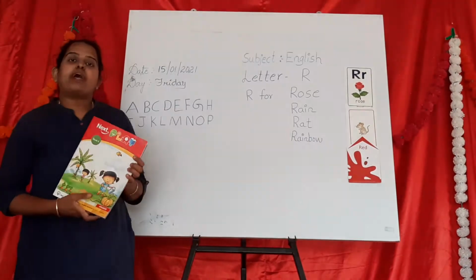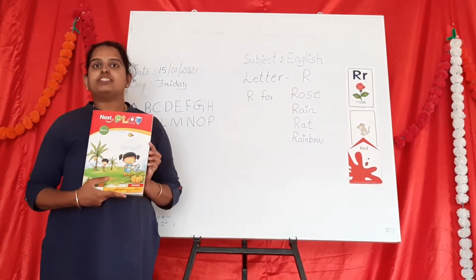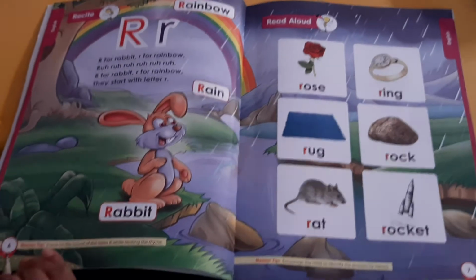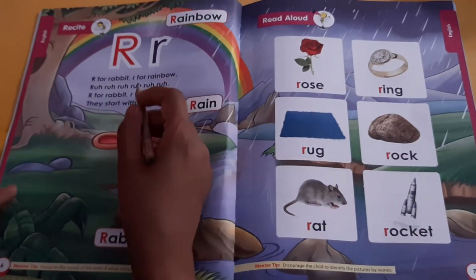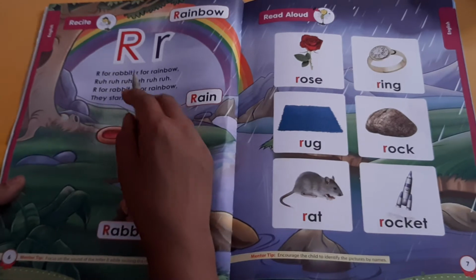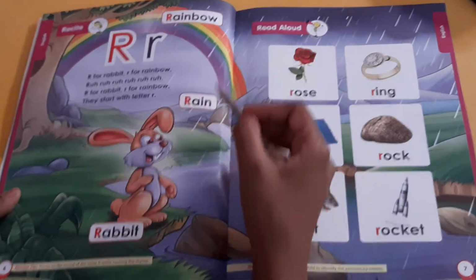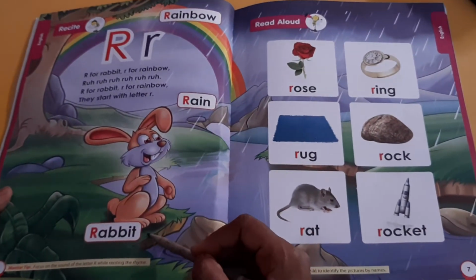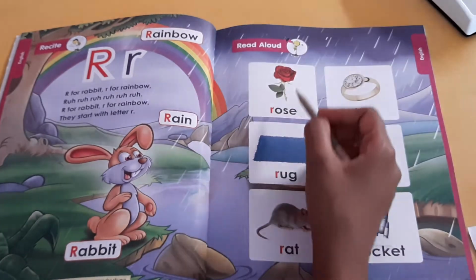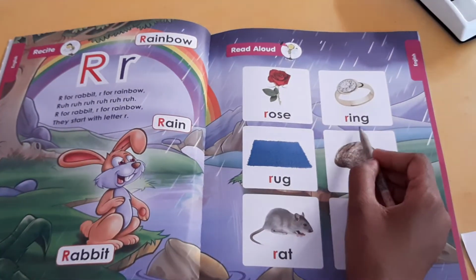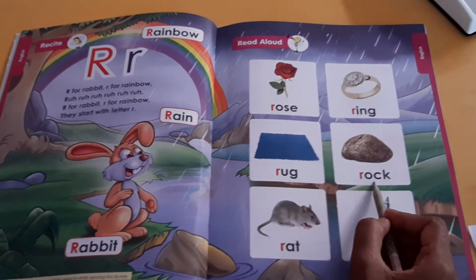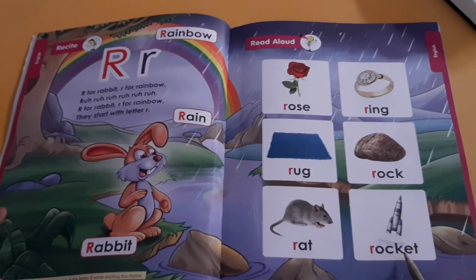Next play, Primer Book 6, page number 6. Page number 6. Letter R. R for rainbow, rain, rabbit. Read aloud. Rose, ring, wreck, rock, rat, rocket.